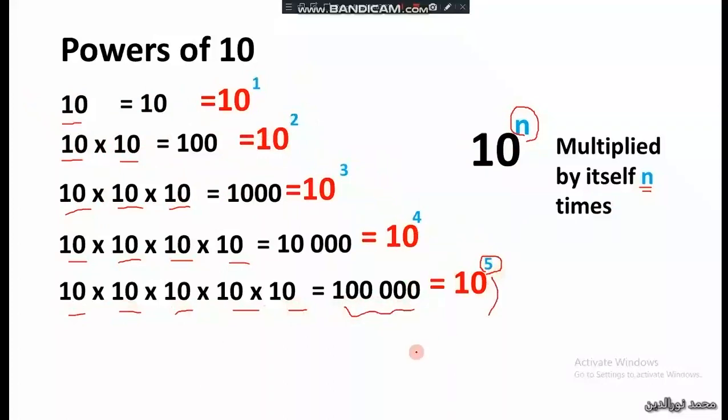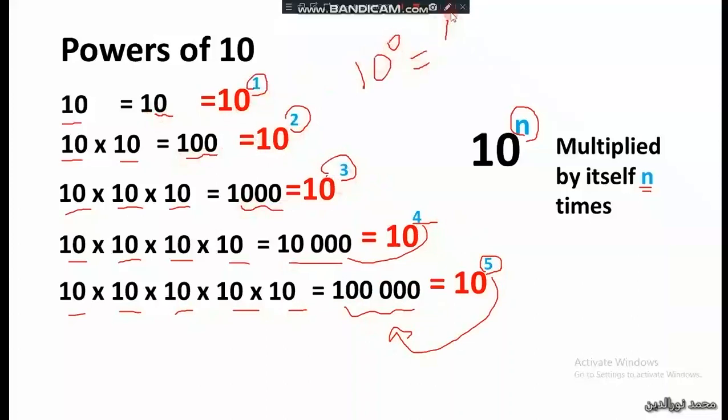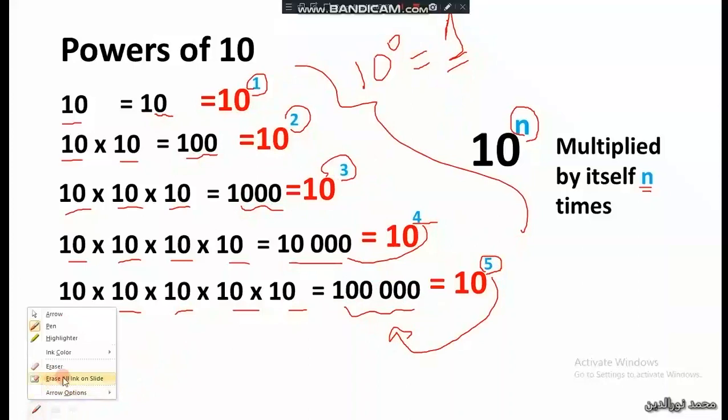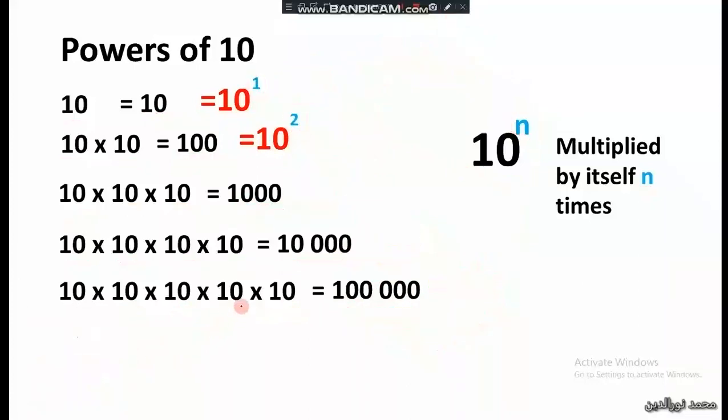So 10 power 5 means I have 5 zeros. 10 power 4, 4 zeros. 10 power 3, 3 zeros. 10 power 2, 2 zeros. 10 power 1, 1 zero. 10 power 0 means no zeros, just 1. So these are the powers of 10. Powers of 10 matter to me so that I can write the denominator as a power of 10.